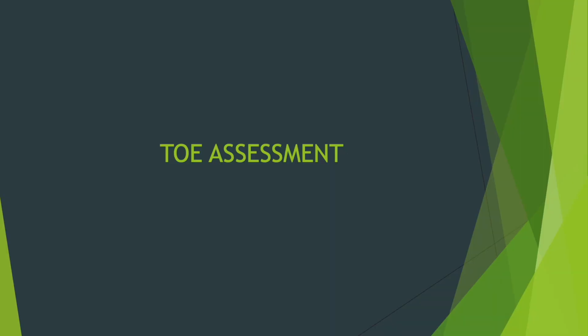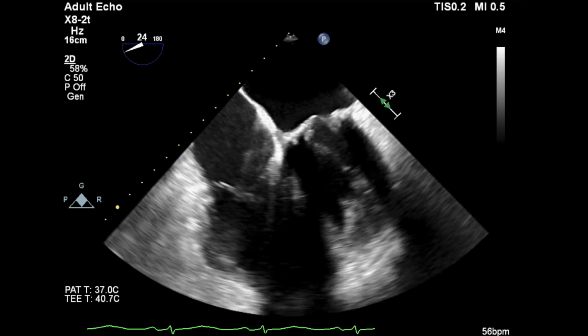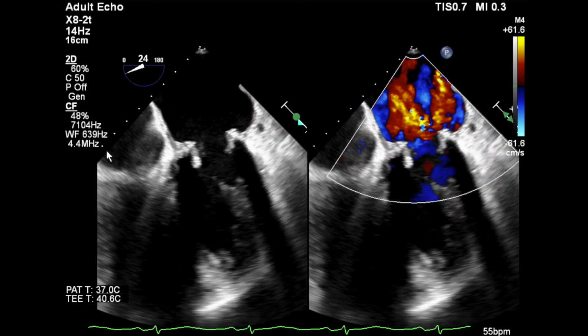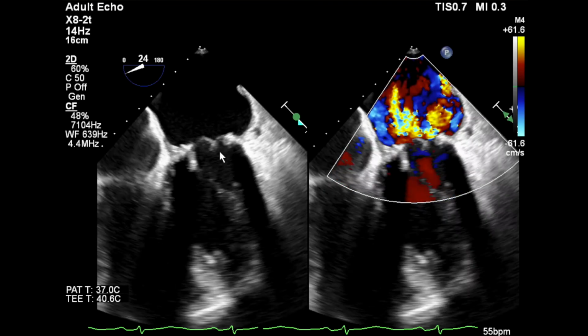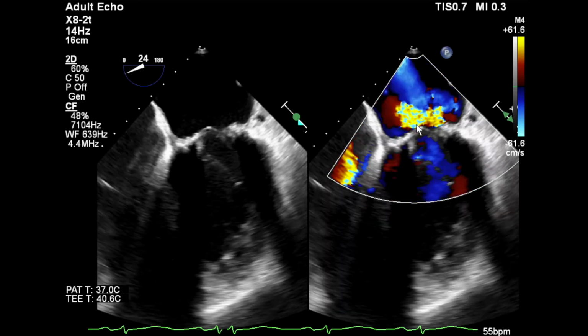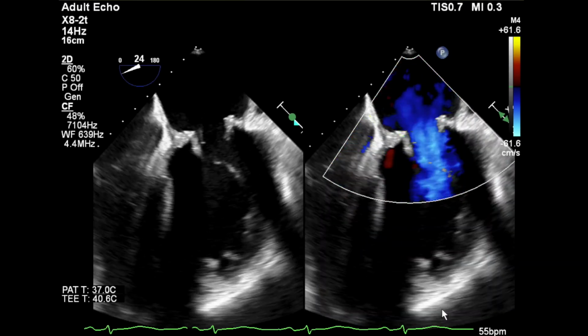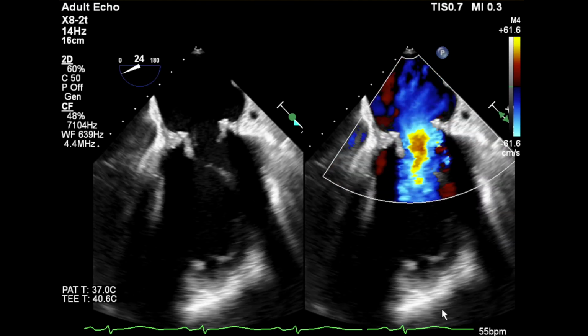Obviously, there's a lot of shadowing here. You can see the right heart's quite enlarged. But we're going to focus on the mitral valve to begin with. There's a tissue mitral prosthesis. You can see the leaflets, which seem to be functioning well. You see a lot of regurgitation in the left atrium, but it's not clear exactly where this is originating from.